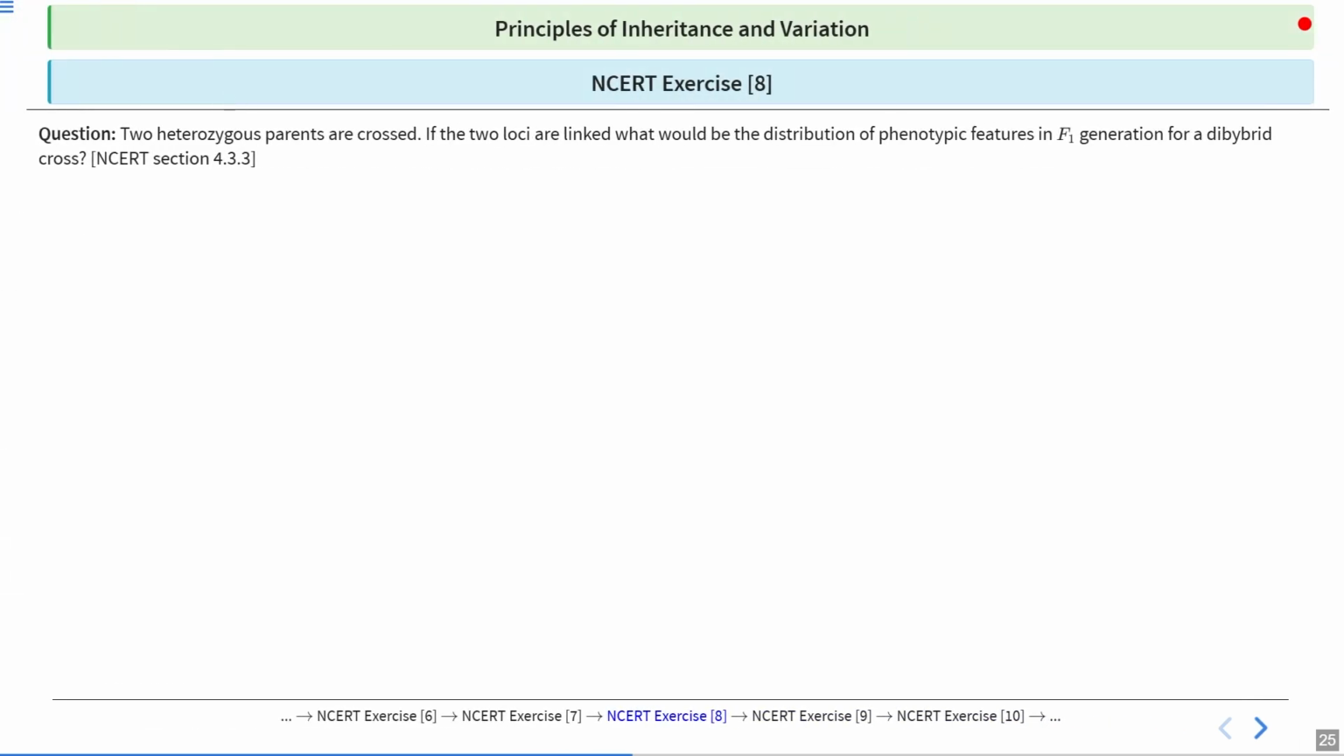Now what is the next question here? Two heterozygous parents are crossed. If the two loci are linked, what would be the distribution of the phenotypic features in the F1 generation for a dihybrid cross?